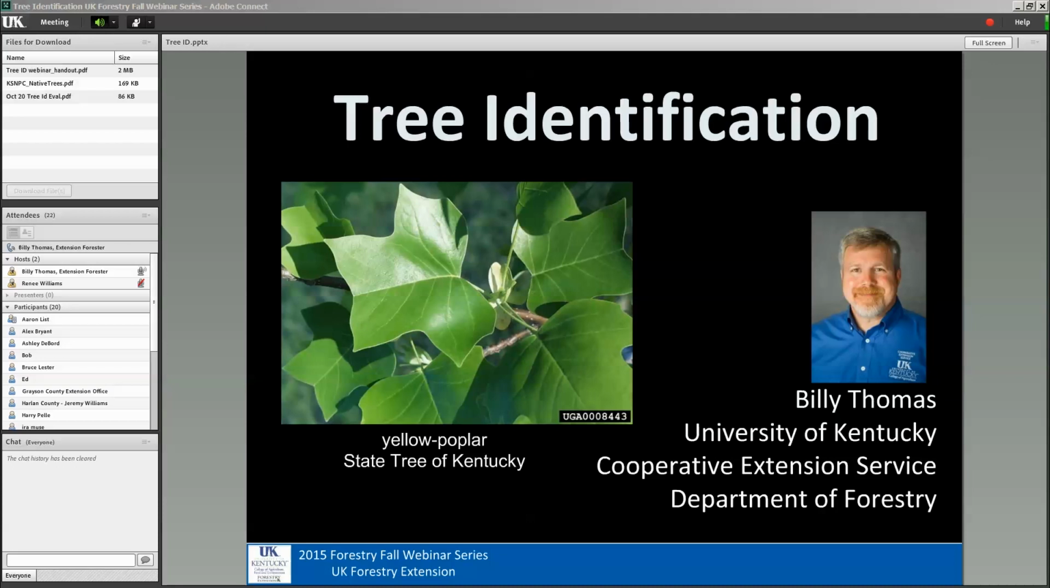So it makes it a lot of fun to try to do tree identification, but it also can make it quite challenging. So we're going to try to remove some of those mysteries of how you can go about identifying the trees, and I hope you'll feel better about the process of it. It just takes some practice, and we're going to give you a chance to practice some of that tonight.